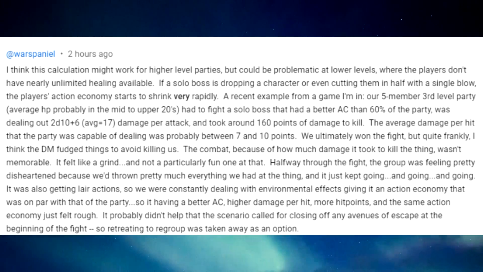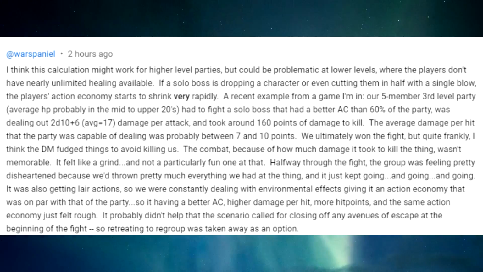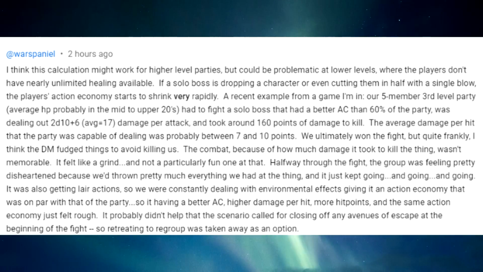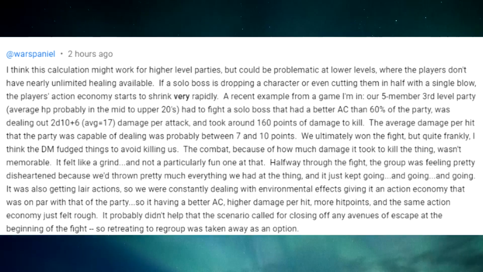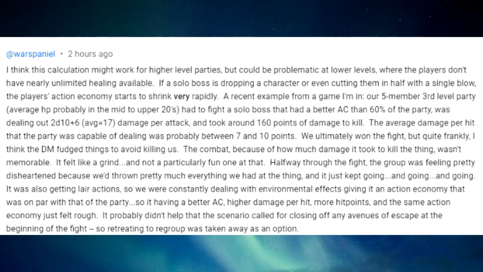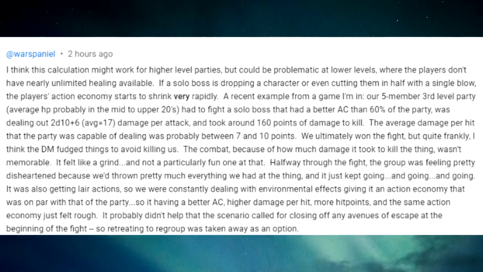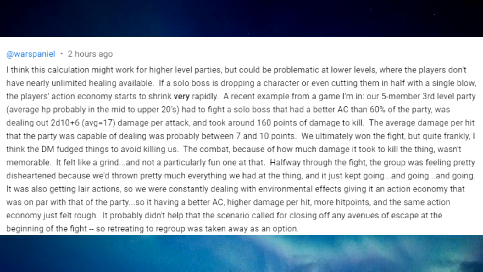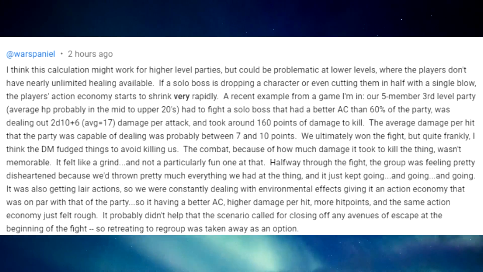I think this calculation might work for higher level parties, but could be problematic at lower levels, where the players don't have nearly unlimited healing available. If a solo boss is dropping a character or even cutting them in half with a single blow, the player's action economy starts to shrink very rapidly. A recent example from a game I'm in, our 5-member 3rd level party, average HP is in the mid to upper 20s, had to fight a solo boss that had a better AC than 60% of the party, was dealing out 2d10 plus 6 damage, average 17, per attack, and took around 160 points of damage to kill.